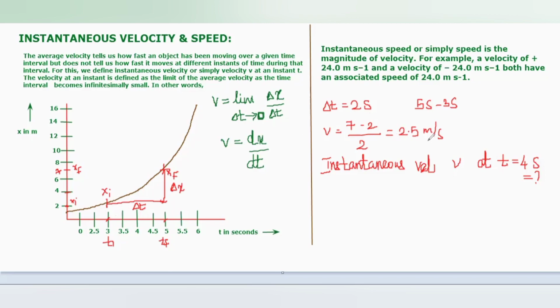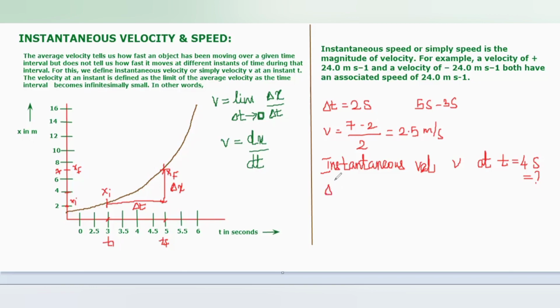But if you need to calculate in this given time period 3 to 5, say t equal to 4 seconds, at that instant, what is the velocity? That is instantaneous velocity. For that, we have to make the time interval infinitesimally small. That means we have to reduce the time intervals. Previously, we considered 3 to 5, the 2 seconds. Then we have to decrease.